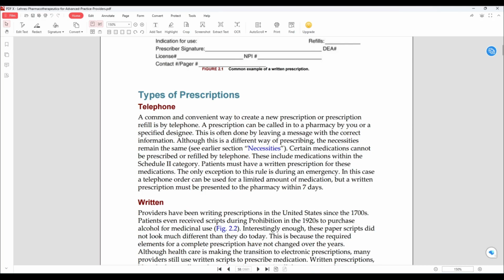Certain medications cannot be prescribed or refilled by phone. These include medications within the Schedule II category. Patients must have a written prescription for these medications. The only exception to this rule is during an emergency. In this case, a telephone order can be used for a limited amount of medication, but a written prescription must be presented to the pharmacy within 7 days.